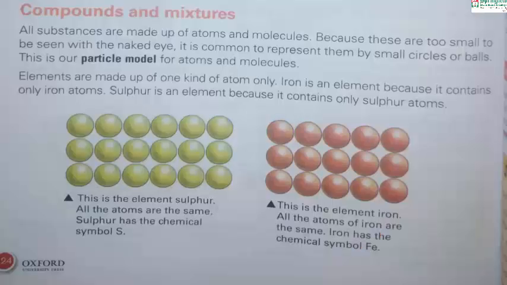Next topic is compounds and mixtures. All substances are made up of atoms and molecules, which are too small to be seen with the naked eye. It is common to represent them by small circles or balls. This is our particle model for atoms and molecules.